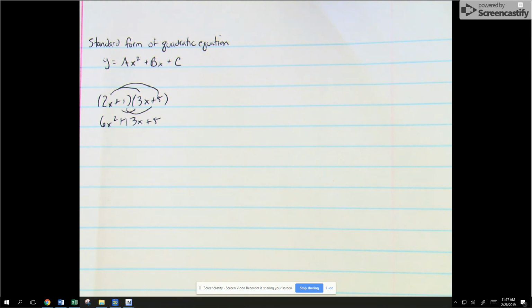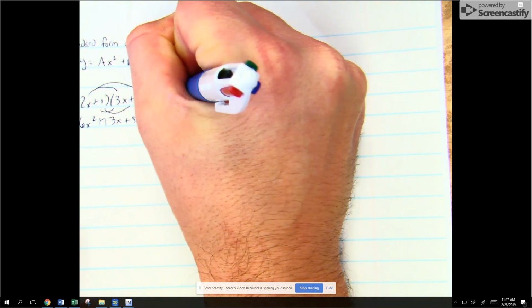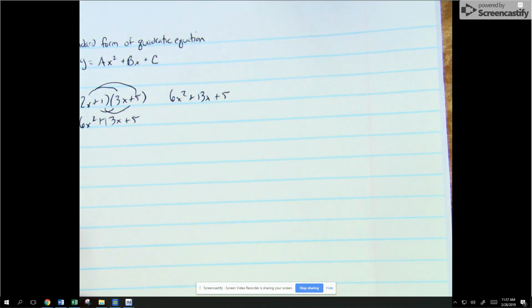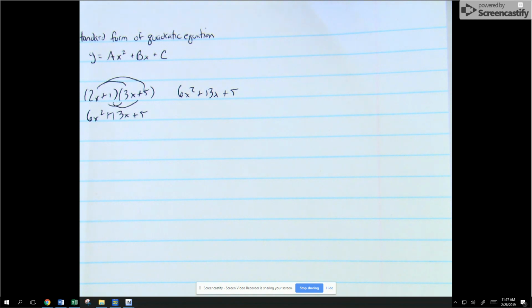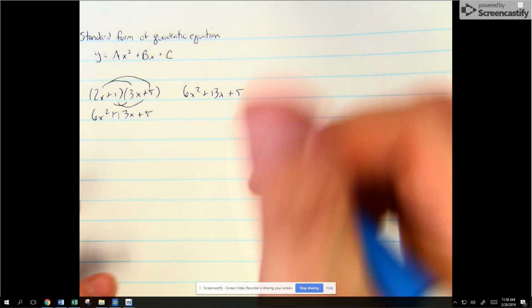But what's going to happen is now you'll be given 6x squared plus 13x plus 5, and you'll be asked to factor it. Factoring means break it up into two sets of equations, which will be used later to find zeros and help us graph the equations. So this first method is called factoring by grouping.